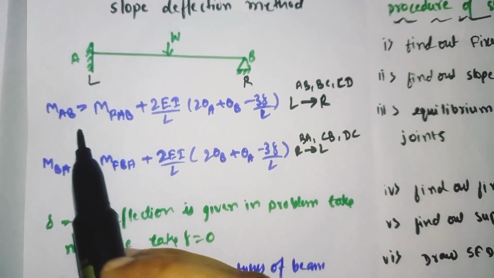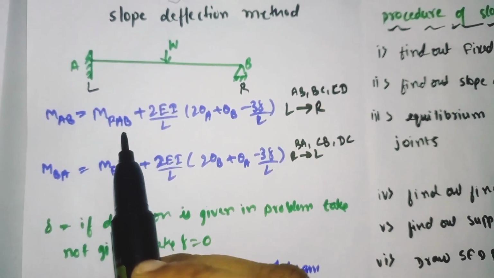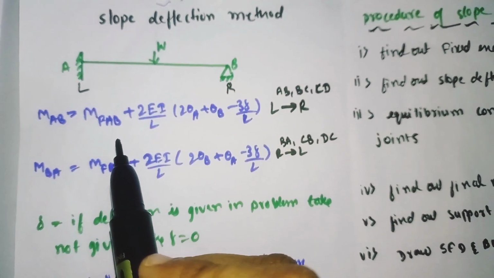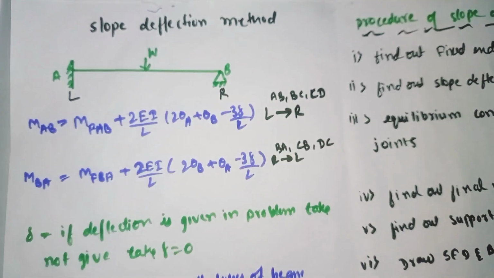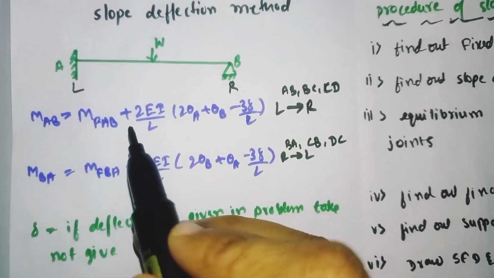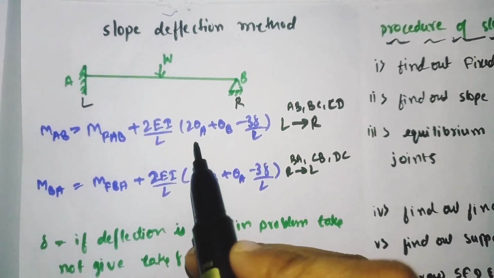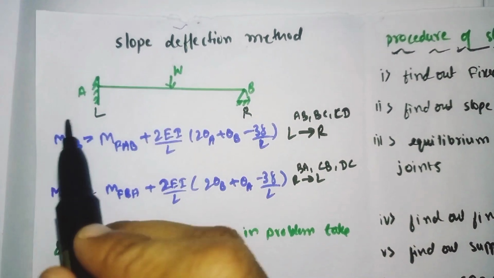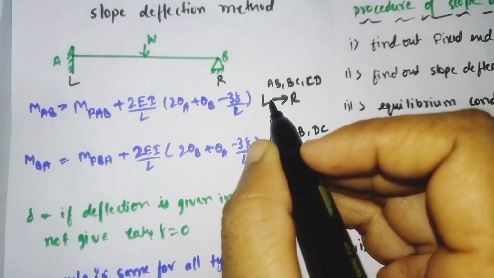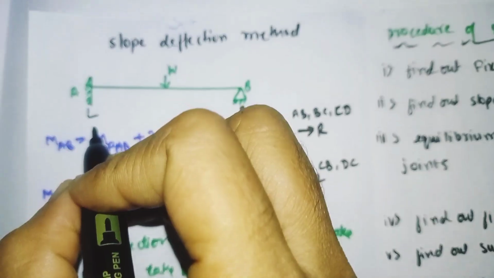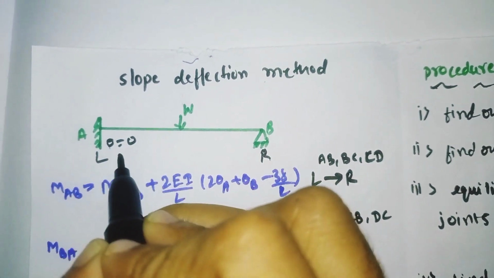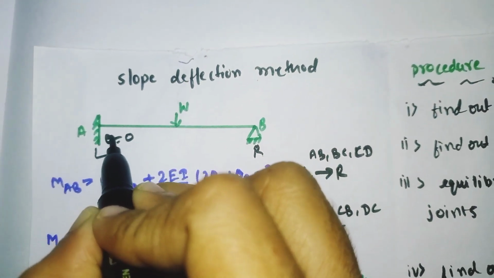So in this formula we need to find out the MFAB. MFAB means fixed end moment of AB. We need to find that. For finding the fixed end moment, we have one formula. I will explain that later. And here 2EI divided by L into 2 theta. Theta means slope. At fixed end, slope is always 0. So here at fixed end, our theta is equal to 0. You need to remember this one.